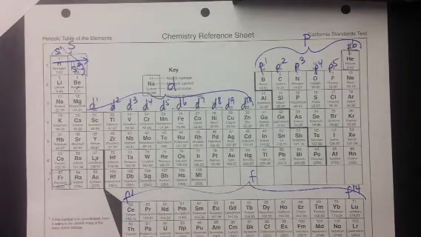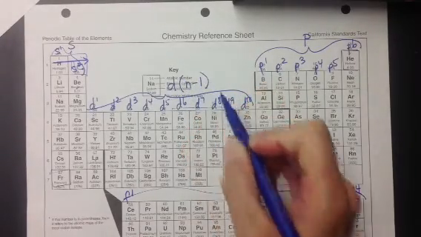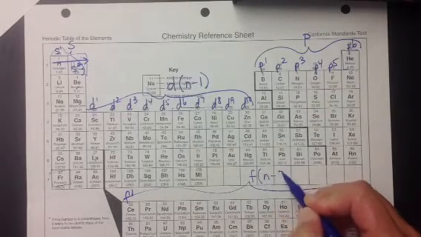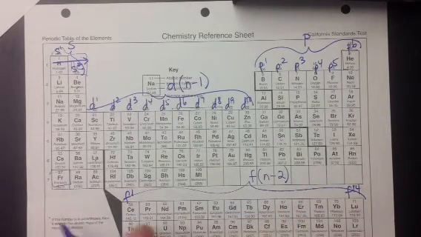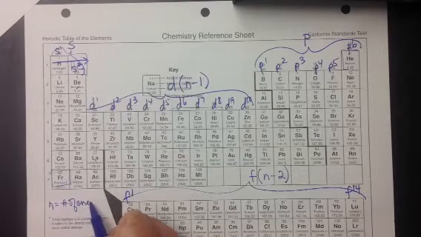What you have to know about the d block is that you have to write next to your d block that n minus 1 is here. And next to your f block, you need to write n minus 2. And then it's helpful if you write that n equals the number of energy levels.